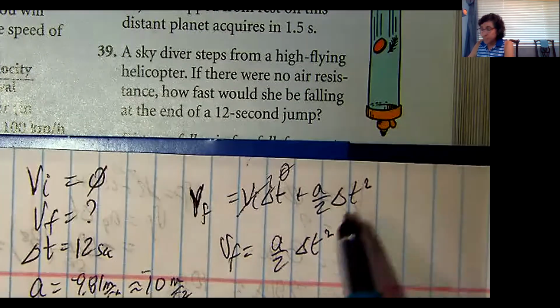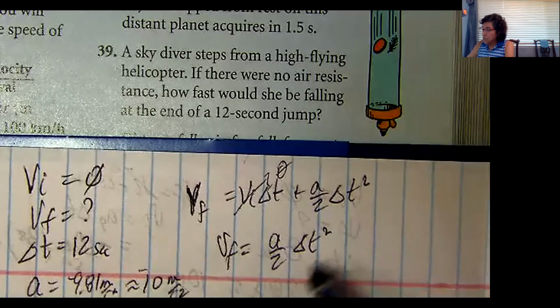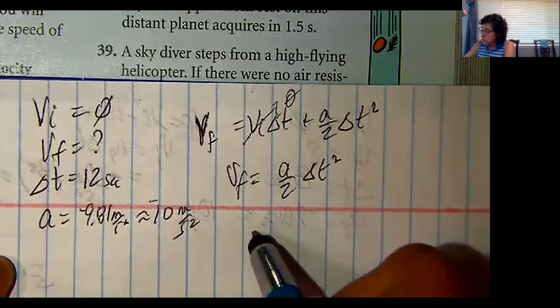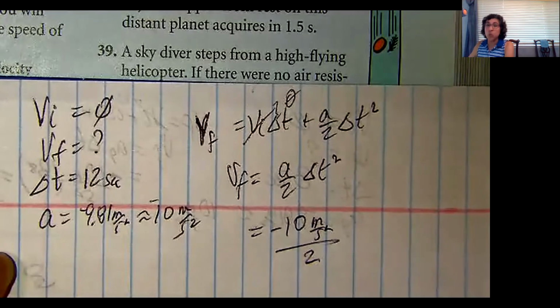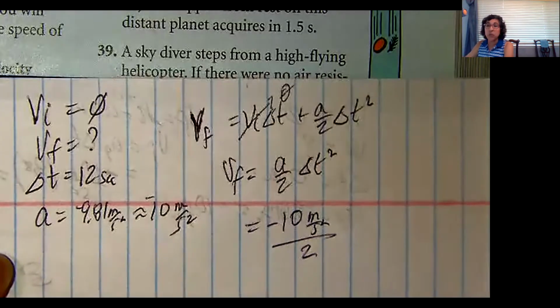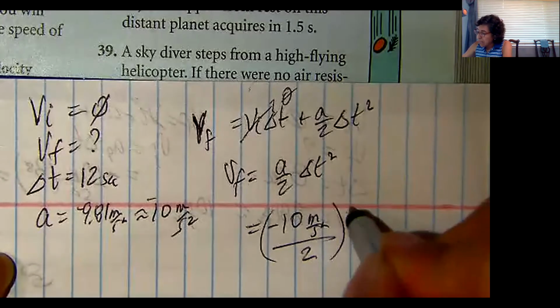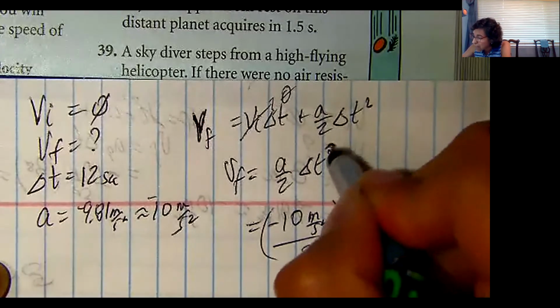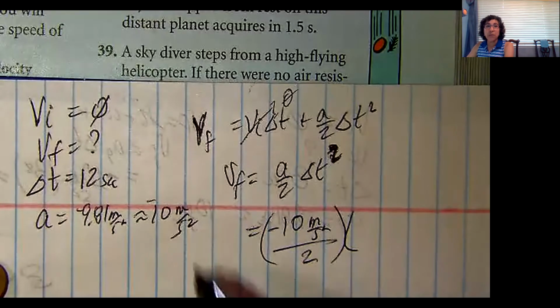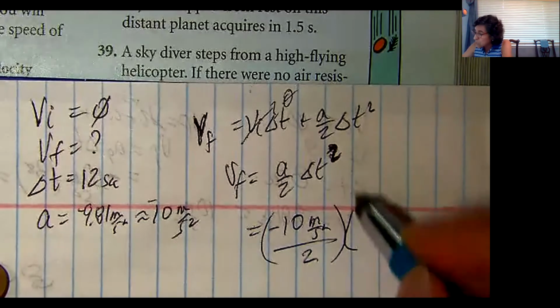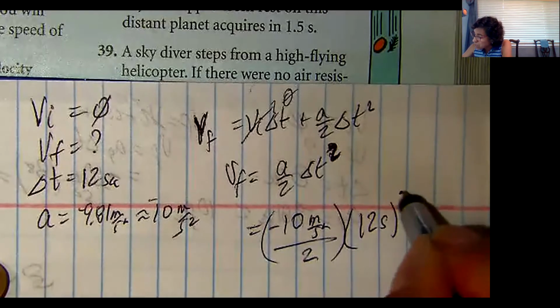So here we go. We've got acceleration, which is -10. So we're going to do -10 meters per second squared divided by 2. Don't forget that divided by 2. And all that times, we have to square the time. This is where people forget. So make sure you square that time. They told you 12 seconds, so we're going to say 12 seconds squared.